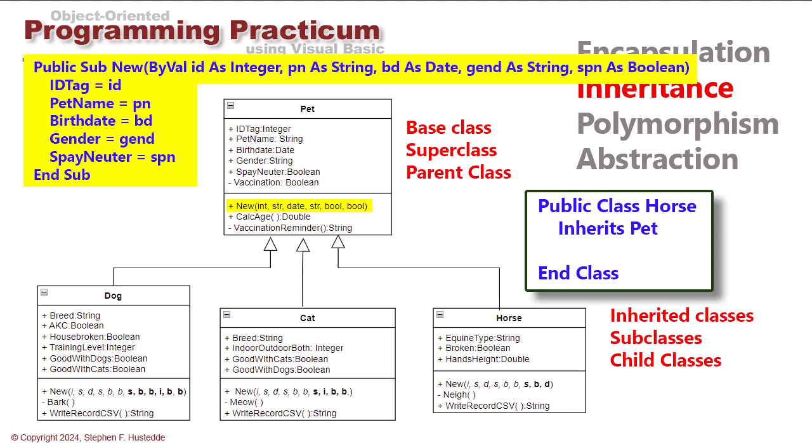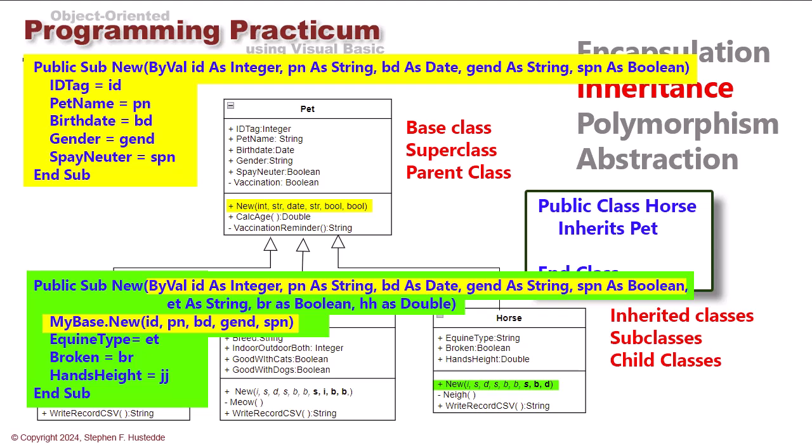I'm sorry, I missed the vaccination. There should have been a 6th one to the vaccination. And it's setting those properties to those values. However, we normally don't instantiate an instance of pet. We could, in this case, but more likely we're going to create instances of dog, cat, and horse.